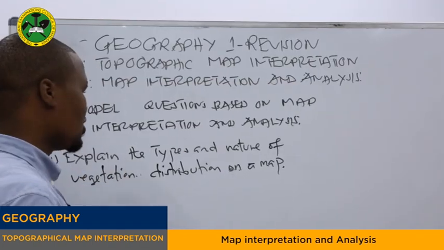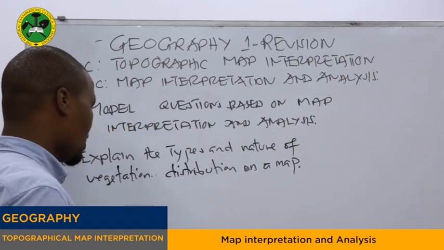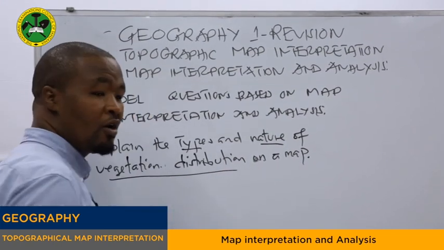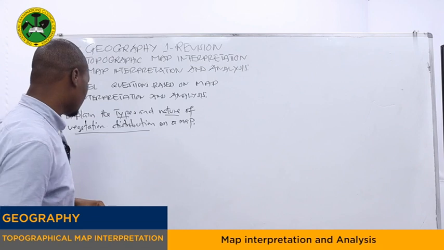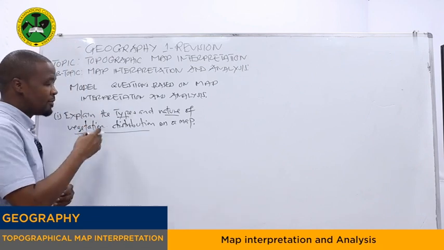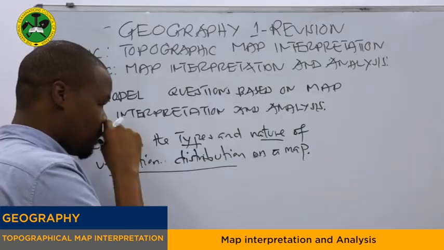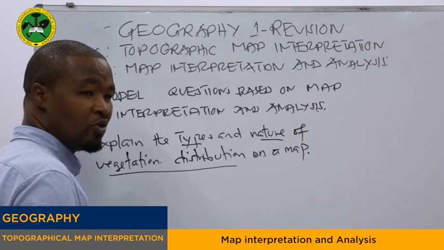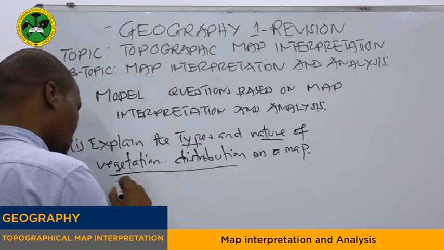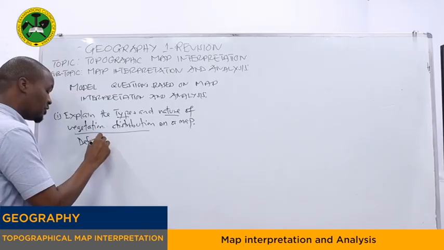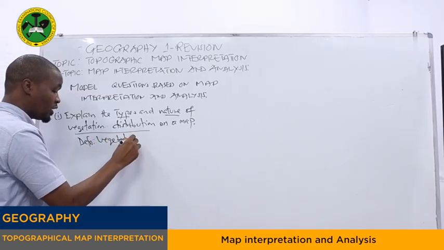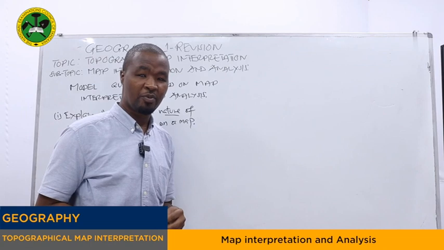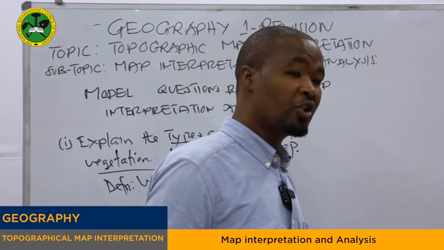Explain the type and nature of vegetation distribution on a map. The question needs you to explain the types and the nature of vegetation distribution found on a map. So by starting, you have to explain what vegetation is. You have to give the definition of vegetation. We all know that vegetation refers to the natural planted trees found in the mapped area. The natural planted trees found in the mapped area, we call vegetation.